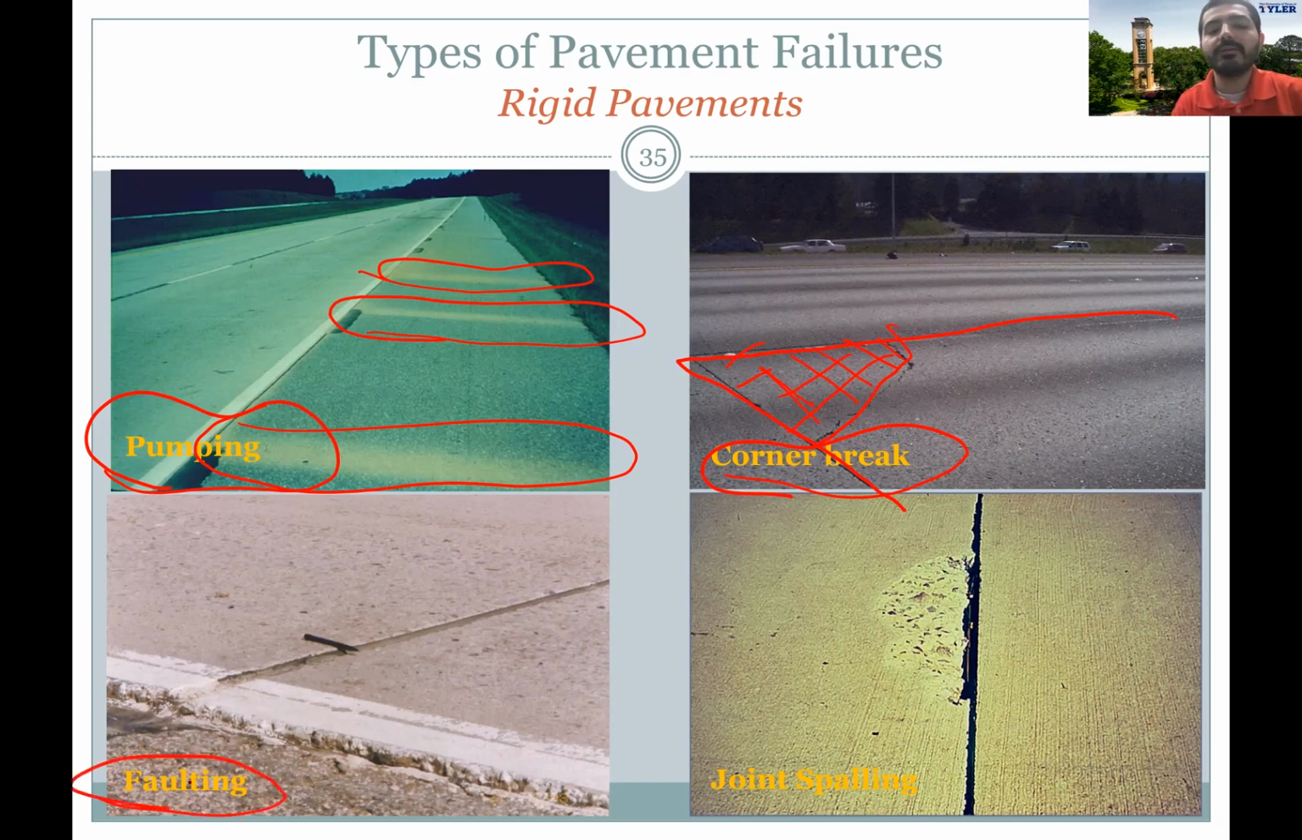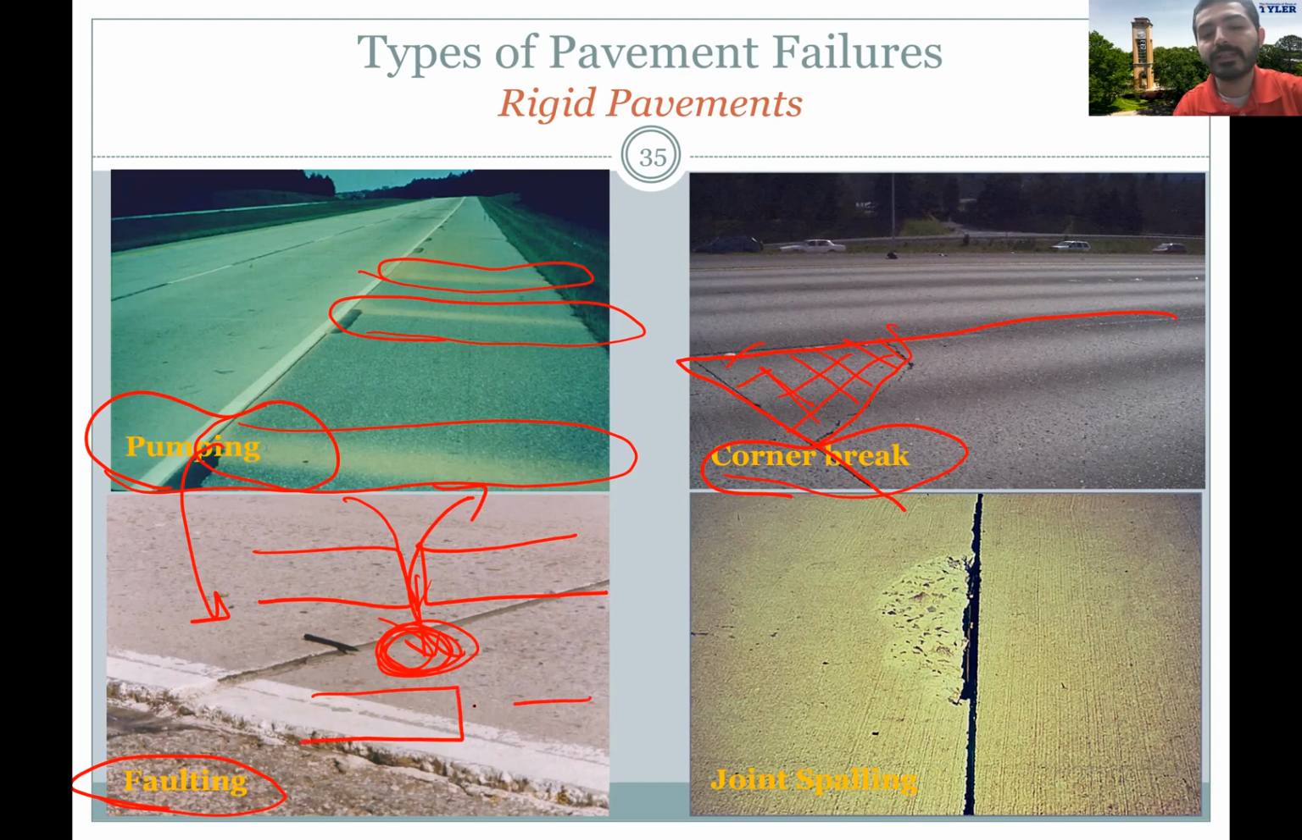Faulting is when you see there is a difference in elevation between two adjacent slabs. It happens as a secondary result from pumping. As I told you, if I have two adjacent slabs and there is a crack, and the water is penetrating through the surface and pumping all the fine materials to the surface, one of the two slabs is going to end up sinking. So we're going to end up with faulting, which is again a difference in elevation between two adjacent slabs.